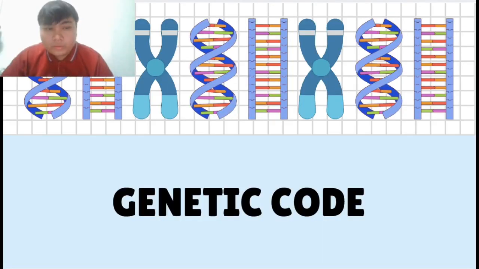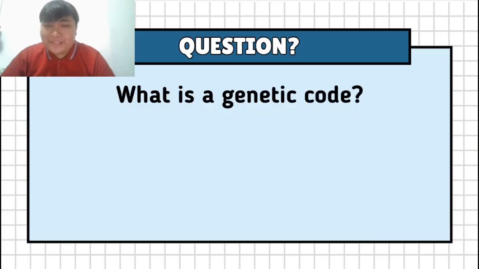But we are finally on our last subtopic. As discussed earlier, inside every cell is a hidden message, a genetic instruction manual written in letters A, T, C, and G. Today, we will learn how to crack that code. Let's start with a question. What is a genetic code?